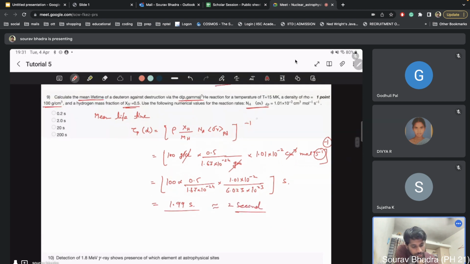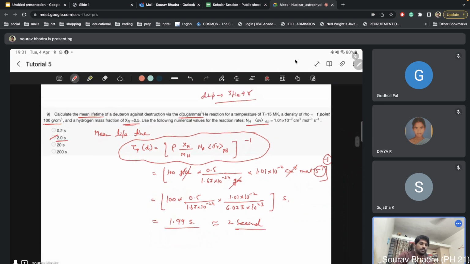So, the whole thing lies in remembering this particular formula. If you can remember this formula, you can do it directly and it will not take more than 2 to 3 minutes. So, 2 seconds is the answer, the mean lifetime of this particular reaction, deuterium plus proton. And you know, after doing the 5th week class, that it is a very important reaction in the proton chain. Okay. So, this was the problem.